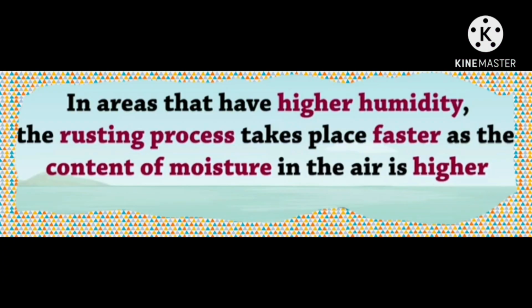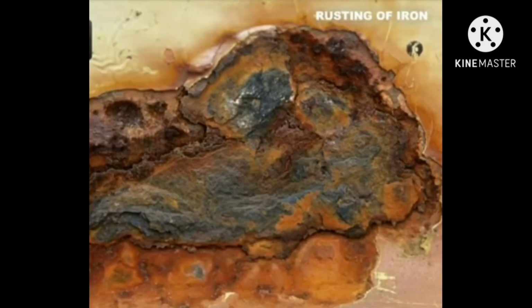The rusting of iron is faster in coastal areas because the air at those places contains more water vapor. The presence of salt in water makes the process of rusting of iron faster. Thus, an iron object will rust much faster when kept in seawater than when kept in fresh water. The rusting of iron is a continuous process which slowly eats up the iron objects and makes them useless.